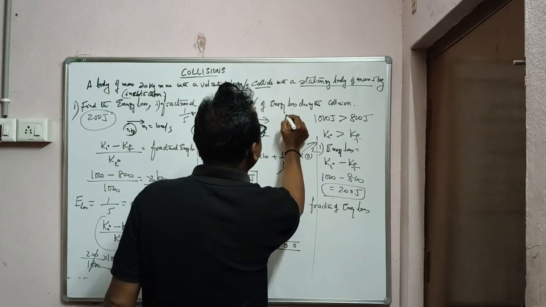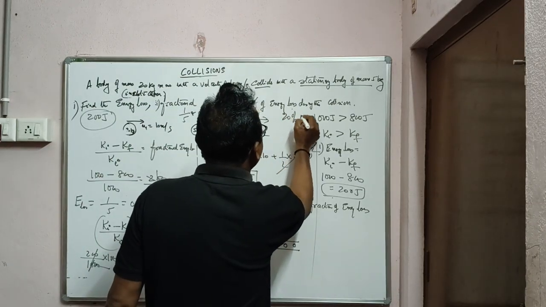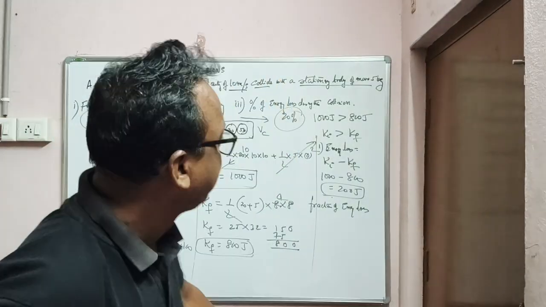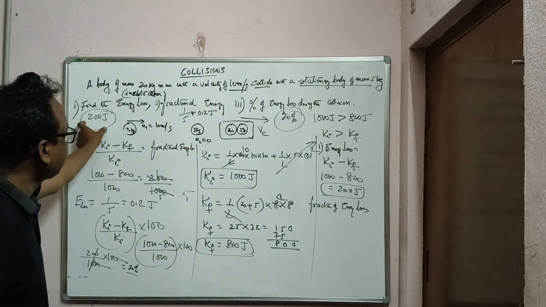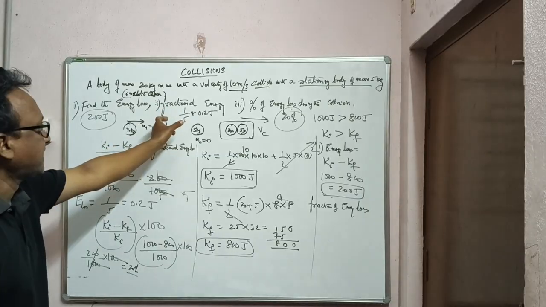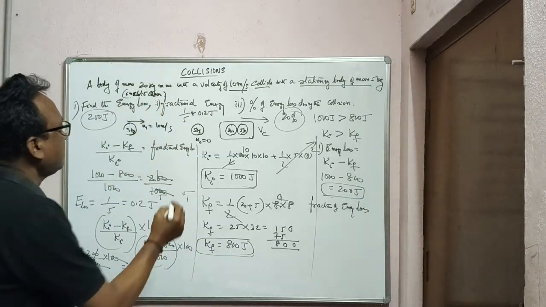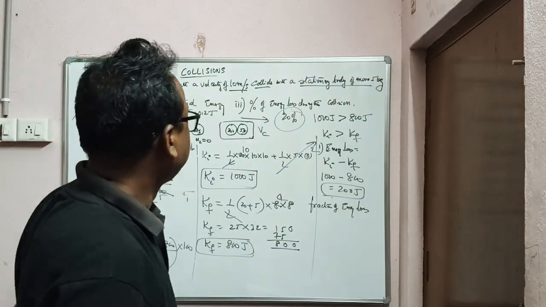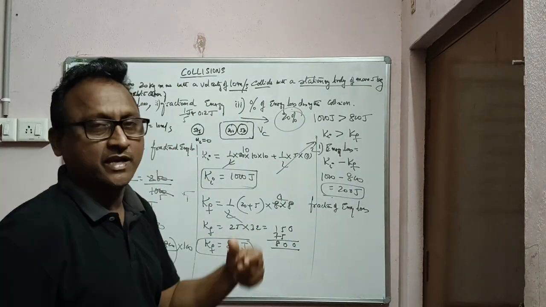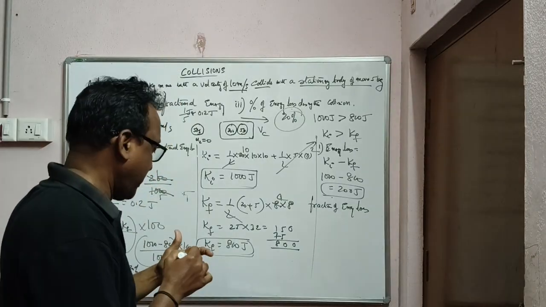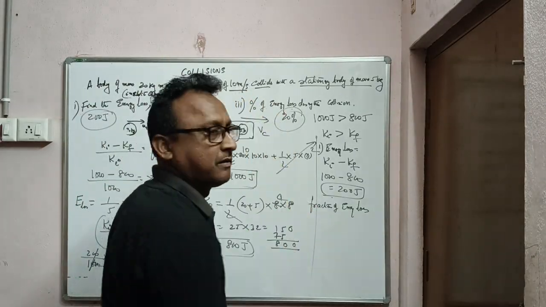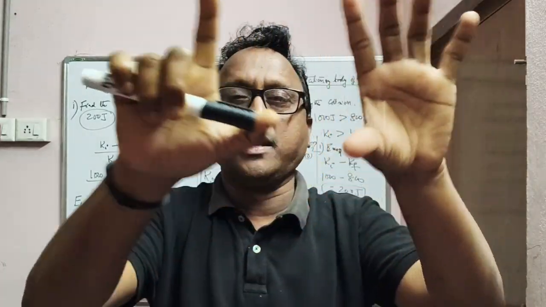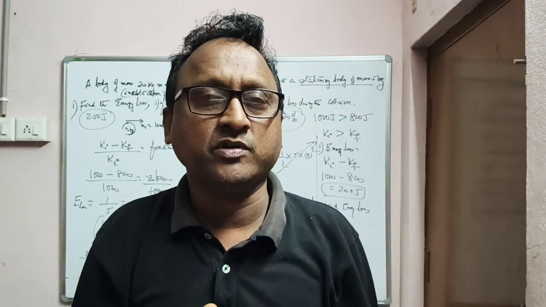So what is the answer here? 20%. So finally we got 3 answers for this question. Energy loss is 200 joules. Fractional energy loss is 1/5 or 0.2. And percentage of energy loss, that is KE initial minus KE final by KE initial into 100, is nothing but 20%. This is a complete problem. With this problem you can understand the whole concept of inelastic collision.